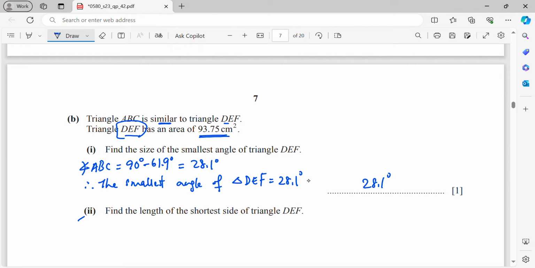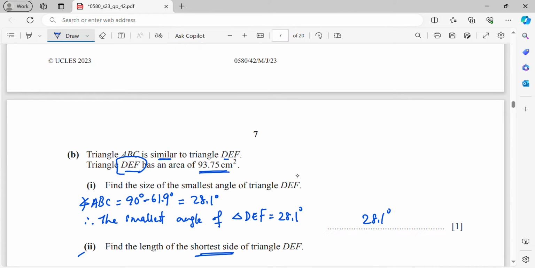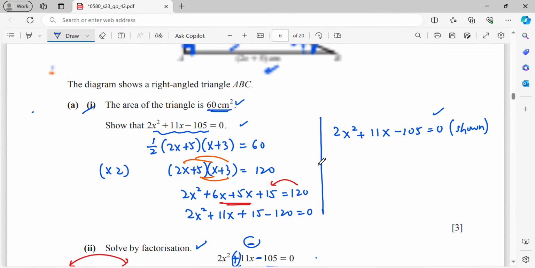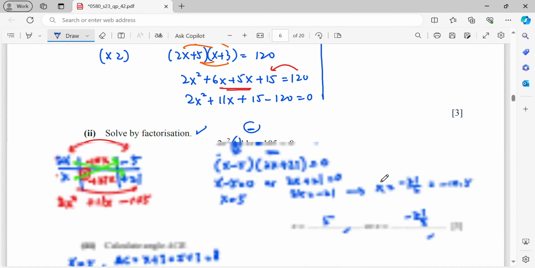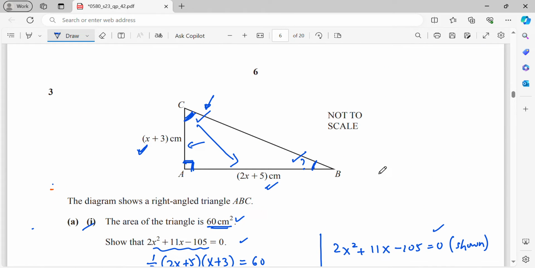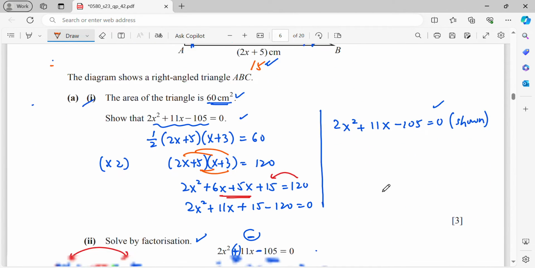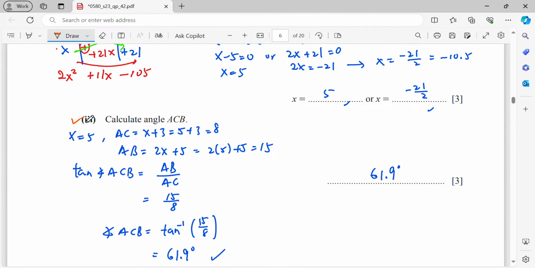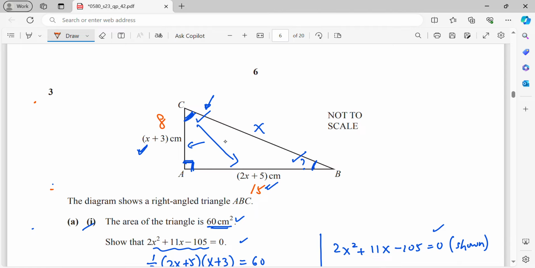Okay, now part 2, find the length of the shortest side of triangle DEF. You are given a similar triangle, and you need to find the shortest side. So we know that we have to use the ratio. The hypotenuse is not the shortest side, it's the longest. Just now we have found x equals 5. That means I have found this side is 8 and this side is 15, in the previous calculation, part 3. So obviously the shortest side is 8.